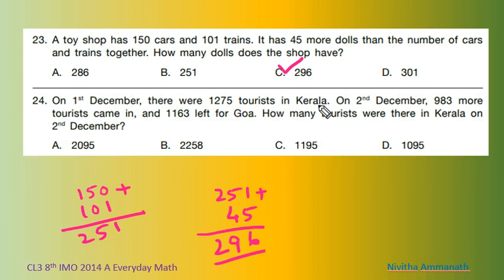On 1st December, there were 1275 tourists in Kerala. On 2nd December, 983 more tourists came in and 1163 left for Goa. How many tourists were there in Kerala on 2nd December? So we have to find out 1st December, 1275 tourists. 2nd December, 983 more. So plus 983. So how many tourists here?